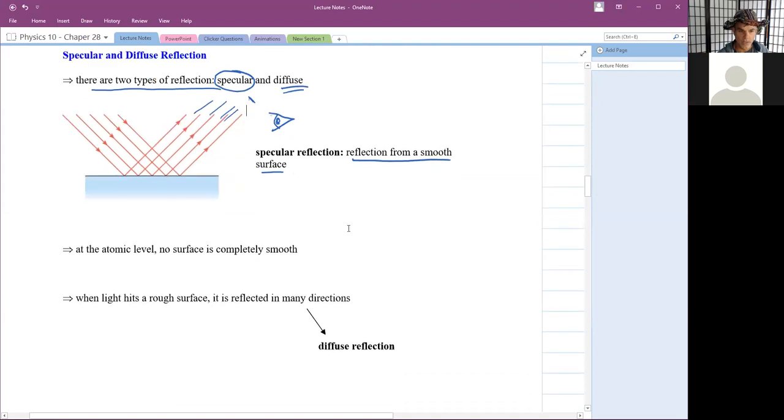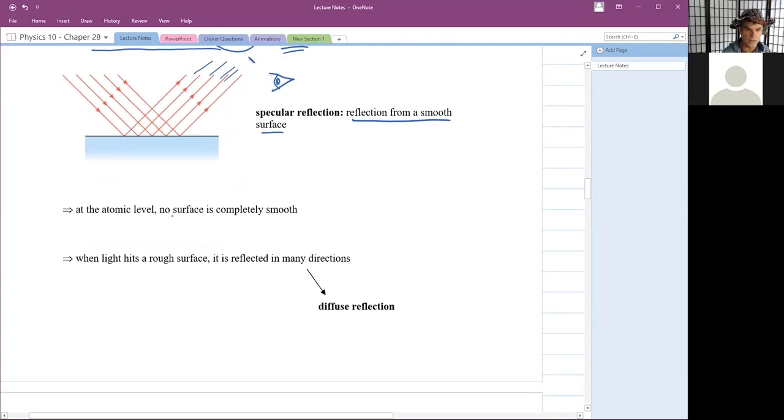Well, luckily, at the atomic level, no surface is completely smooth. If I were to look at the atomic level, the surfaces are very rough. Now, these are little bumps that are at the atomic level, meaning they may only be 10 or 15 atoms high. But here's the thing.